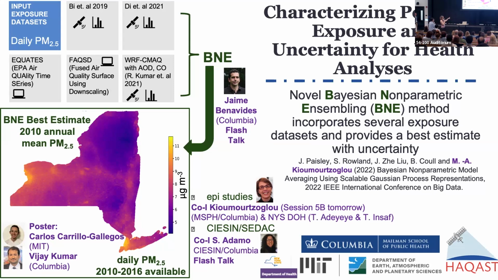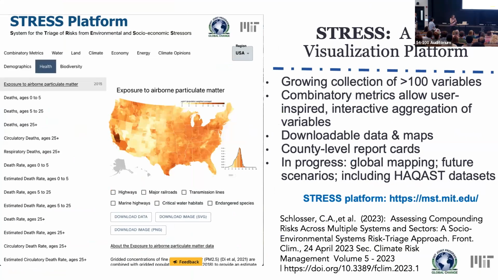We have a poster by Carlos Carrillo Gallegos and my group here at MIT and Vijay Kumar at Columbia showing just a few snapshots of the 2010 to 2016 daily PM2.5 that will feed into the health studies and also will be stored at CSIN or CDAC with our co-I, Susanna Adamo, who's also here and giving a flash talk looking at heat, tree cover, and pollution along urban-rural gradients in New York. In addition, these data sets from the BNE output, which I should emphasize include spatial and uncertainties mapped in space and time, along with the best estimate of however many input data sets you're running through, are also going to be incorporated into the stress visualization platform that my colleague Adam Schlosser, deputy director of the Joint Program for the Science and Policy of Global Change, has developed.